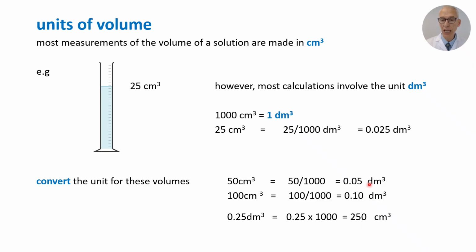The number of dm cubed is always going to be smaller than the number of centimeters cubed. So we multiply by 1000 to go from dm cubed to cm cubed, but from centimeters cubed we divide by 1000. You will need that in titration calculation.